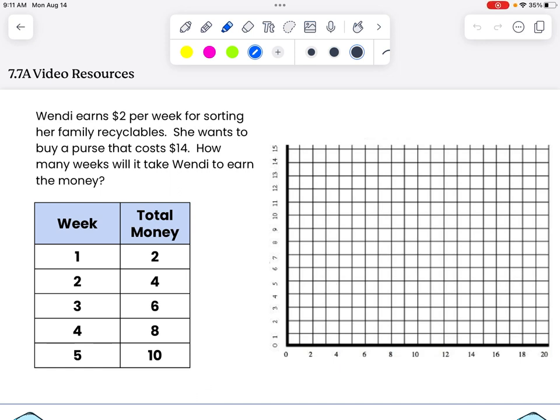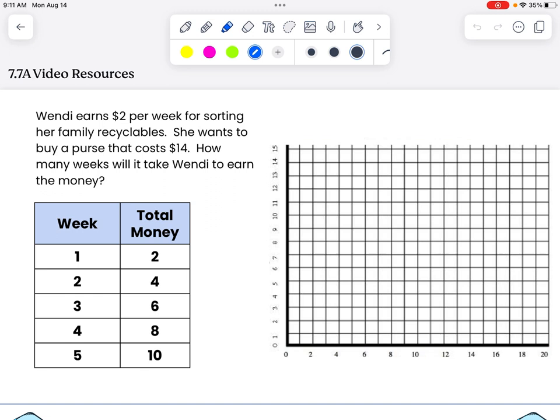Hey guys, today we're going to be looking at input and output tables. So here we're given a scenario where Wendy earns $2 per week for sorting her family's recyclables. She wants to buy a purse that costs $14. How many weeks will it take Wendy to earn that money?